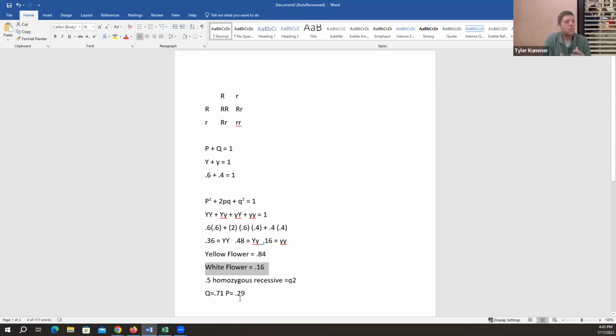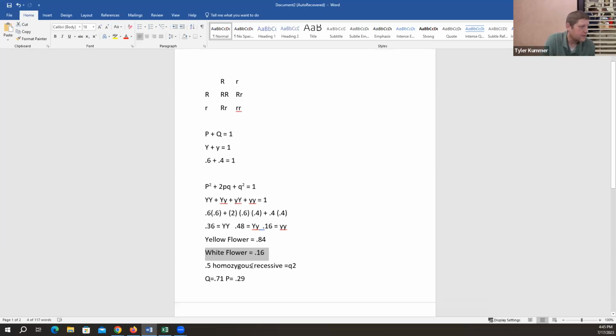So these are just how these problems are set up, right? Are they asking me about phenotype, genotype, or allele frequency? What have they given me? Have they given me phenotype, genotype, or allele frequency? And you can go from there.